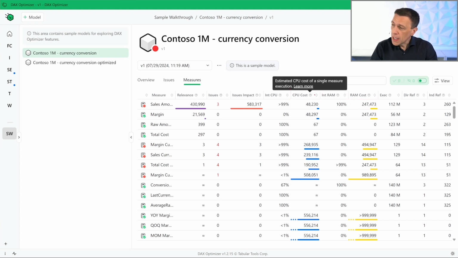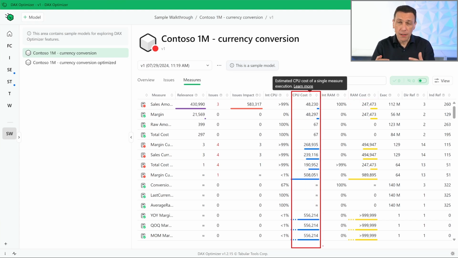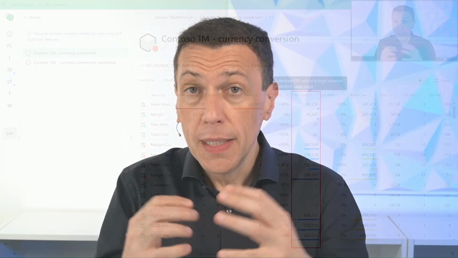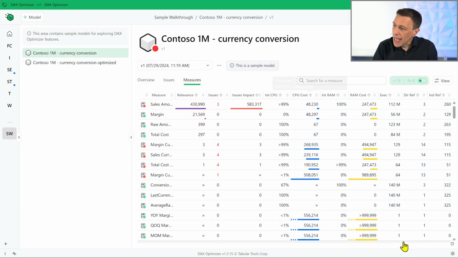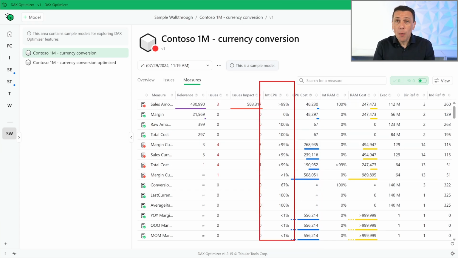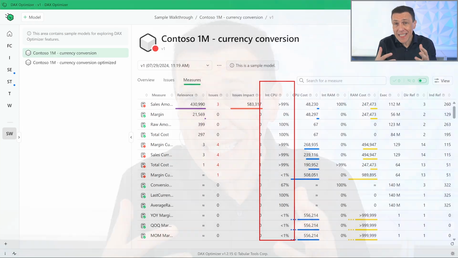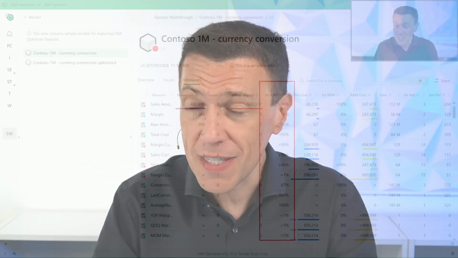The CPU cost is information that compares a measure with other measures in order to understand the relative impact of each measure compared to the others. The biggest cost in CPU, in waiting time for the user, is that of the measures that have the biggest number here. And by analyzing this other column, we can detect how much of that time is caused by code internal to that measure and not code of other measures that could be referenced within the measure itself.